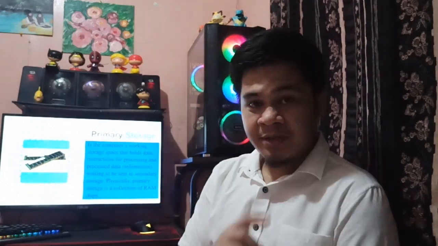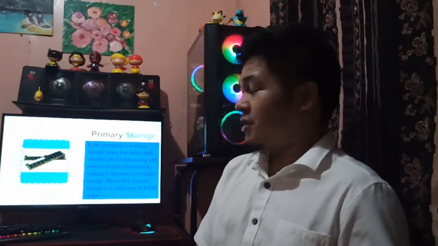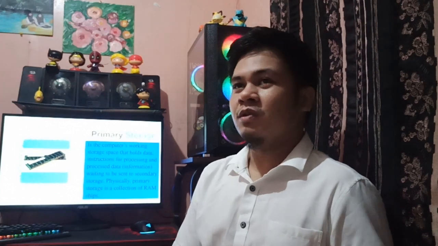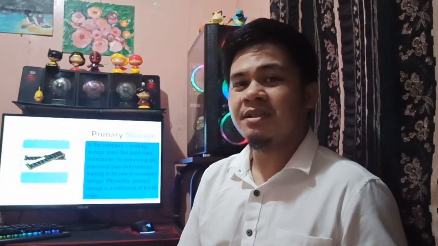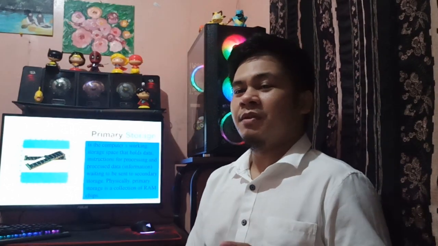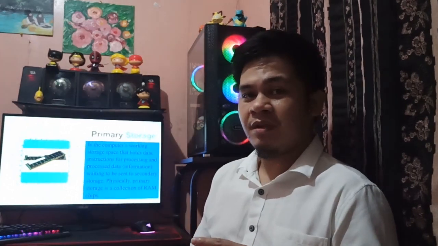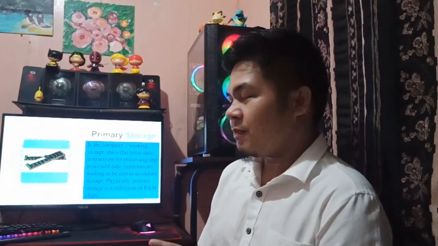Next is the primary storage. Some people also mistakenly call this hardware. Primary storage is not hardware like the hard disk. The hard disk is a secondary storage device. The primary storage is the RAM. This is primary storage, or also known as RAM, random access memory.